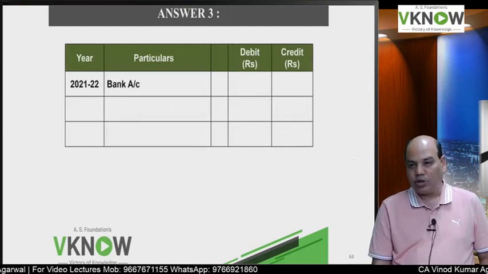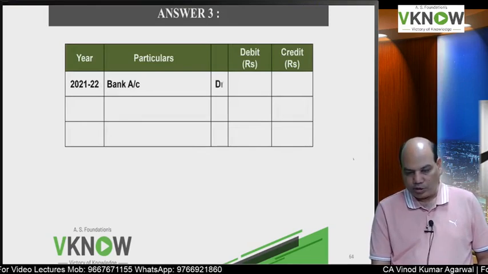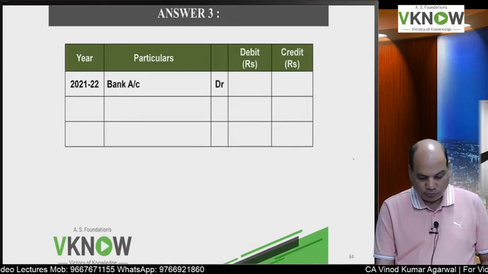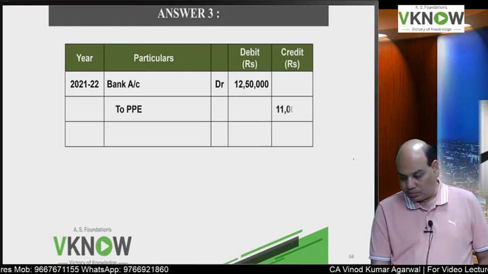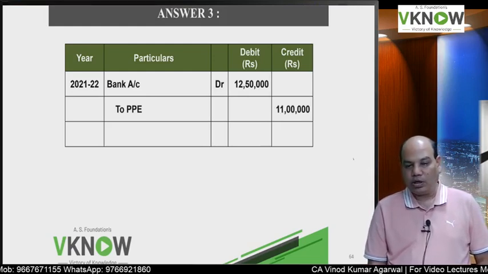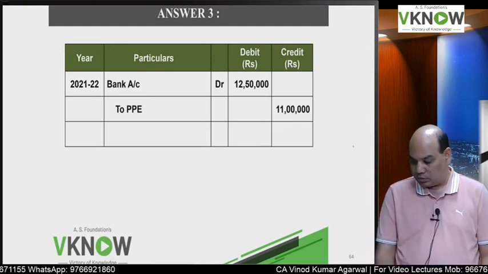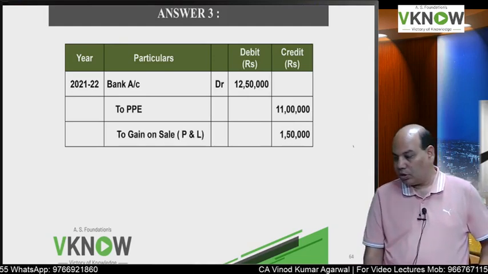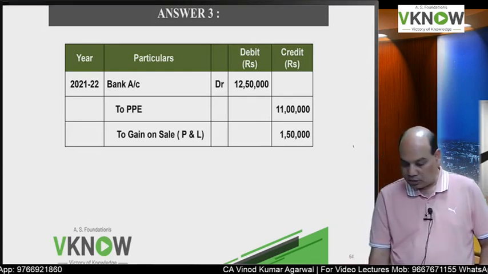Then in 21-22 directly you have sold your PPE for what amount? 12,50,000, and the book value is 11 lakh right now. So therefore, gain on sale you will show 1,50,000.